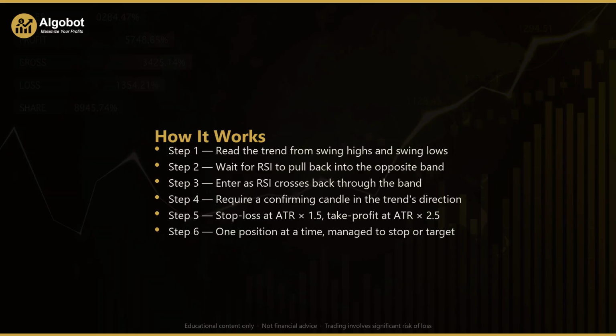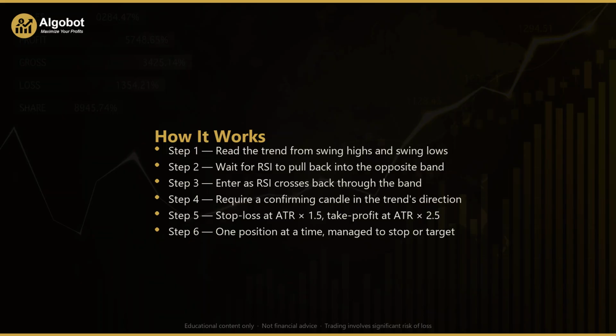Now for the entries. For a long, 3 things must line up. The market must be in an uptrend from the swing structure. RSI must have dipped below the lower band on the earlier reading, and then climbed back to or above that band on the latest reading, showing momentum resuming upward. And the bar that just closed must be a bullish candle, closing above its open. When all 3 agree, the strategy signals a buy.